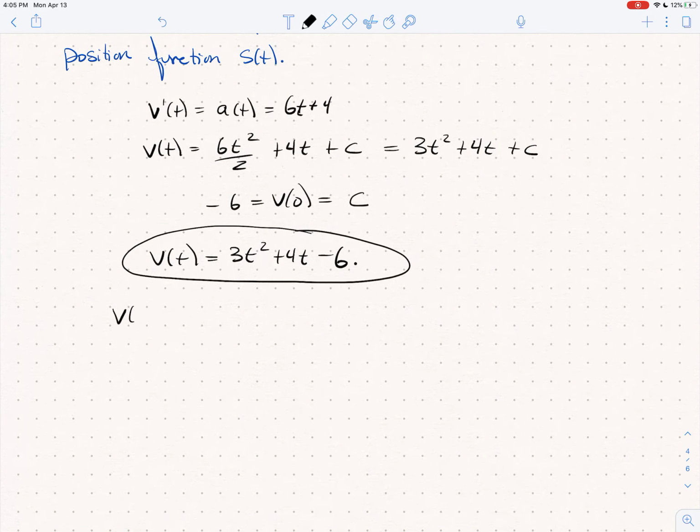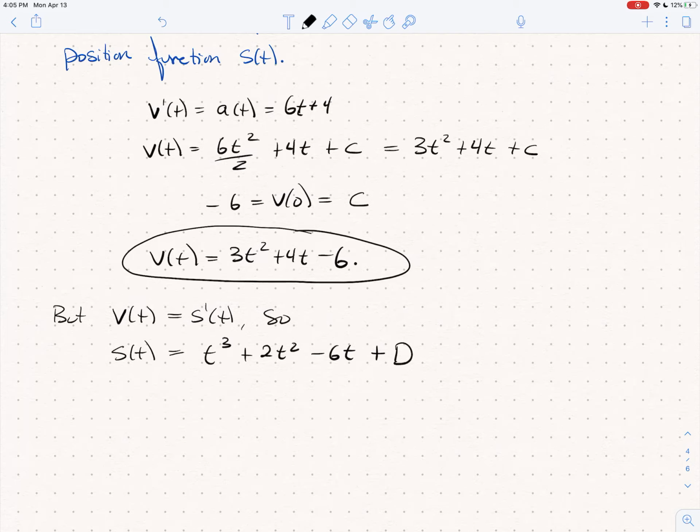But then let's realize that the velocity function is just s prime of t. So if I want to write down the position function s of t, I'm going to take the antiderivative of the velocity function. Let's just jump right to it. 3t squared, its antiderivative is just going to be t cubed, because when you divide by 3 they cancel, plus a 2t squared. I'm saying 4t squared over 2 is 2t squared, minus a 6t plus another constant.